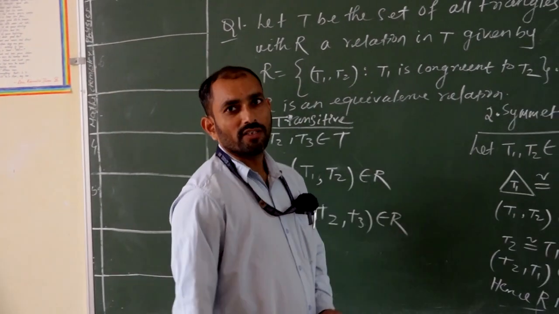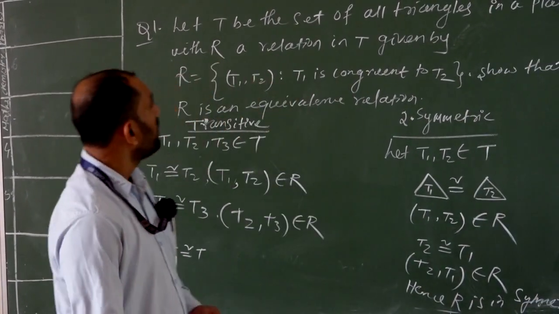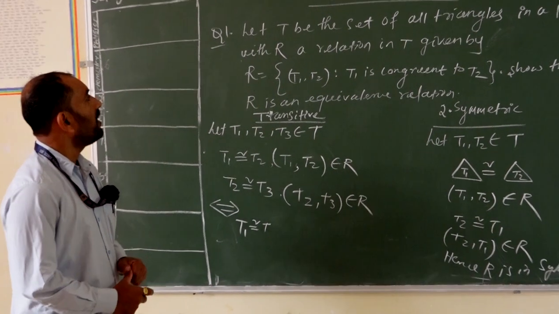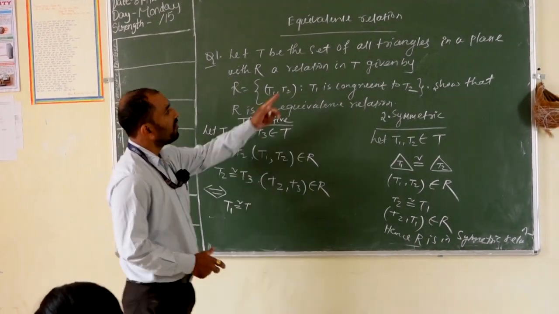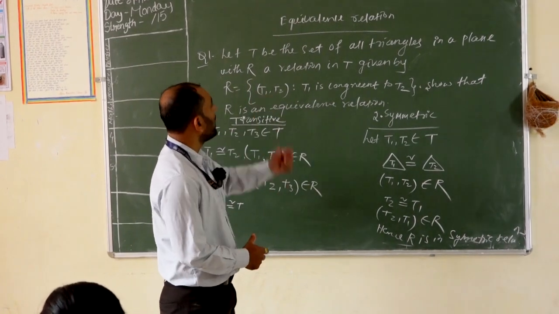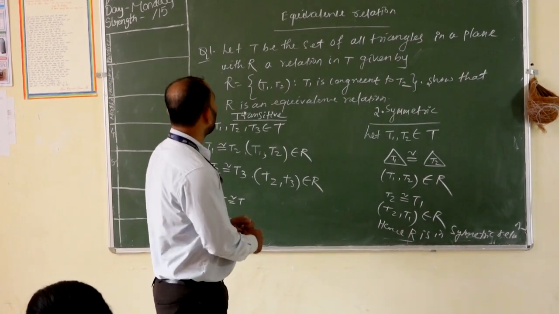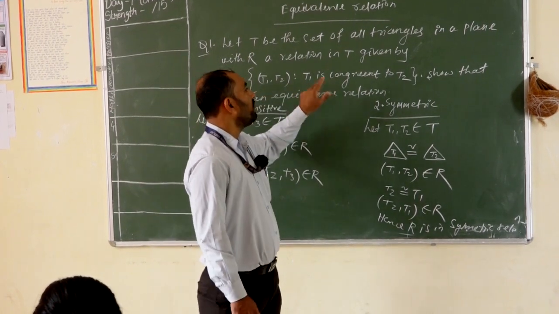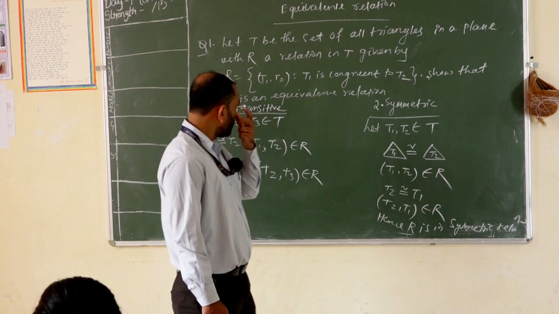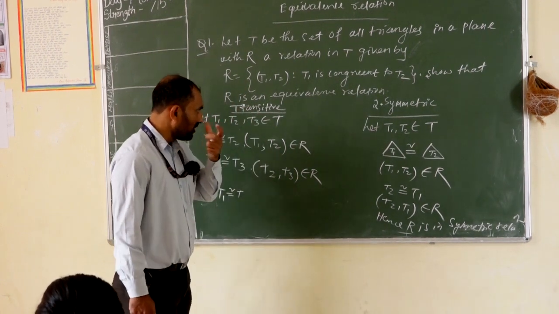Equivalence relation, we are discussing here. Now I am taking one example, an NCERT example. Let T be the set of all triangles in a plane, and R is a relation in T given by R equals T1, T2 such that T1 is congruent to T2. So R is an equivalence relation.